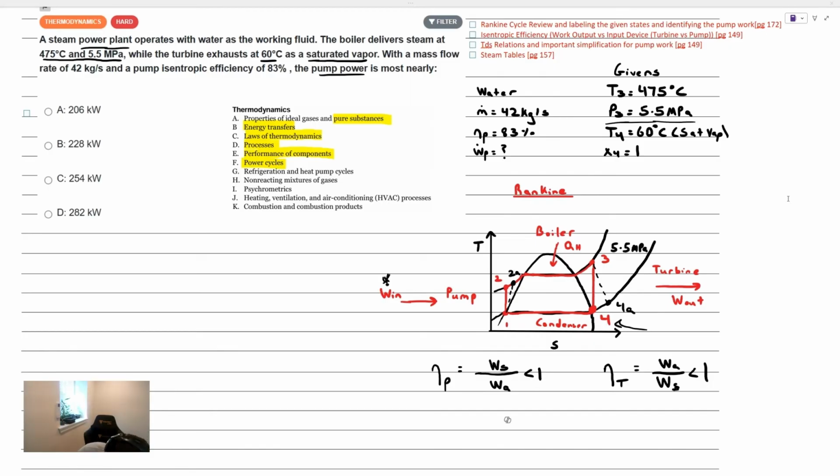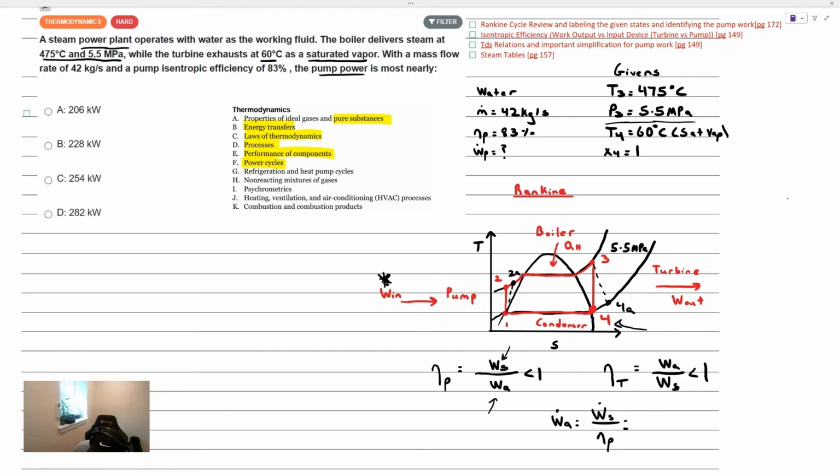So in this problem, what we're really looking for is this work input, right? And the thing about computing the work input is that it's super easy to compute in the isentropic case, and the isentropic efficiency allows us to produce the actual work required by that pump, or the power. So if we just rearrange this equation, the actual power, which is what we're looking for, is equal to the ideal power divided by the isentropic efficiency.